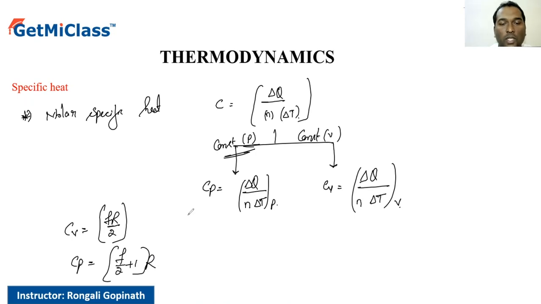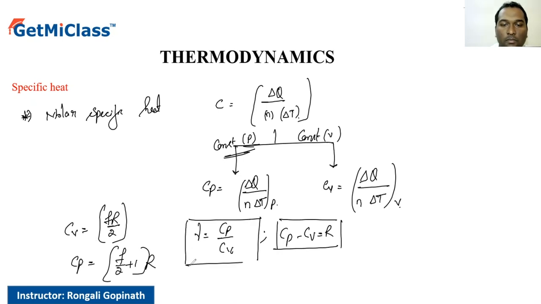And some of the relations of Cp and Cv: gamma, that is the adiabatic constant of a gas, is given by Cp by Cv, and the relation between Cp and Cv is also Cp minus Cv is R, that is the universal gas constant. These are the things that we should know about molar specific heat capacity. So obviously, what will be the units for this? It is calorie or joule per mole Kelvin. This will be the units of molar specific heat capacity.